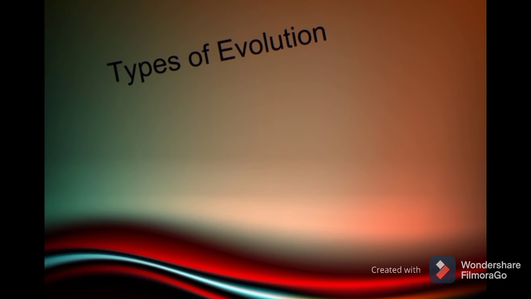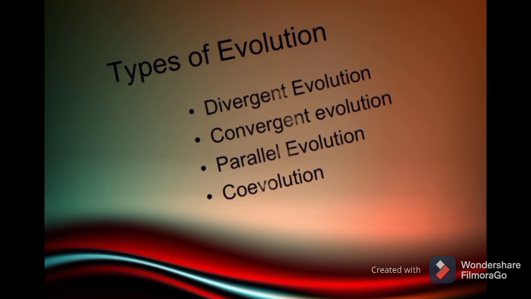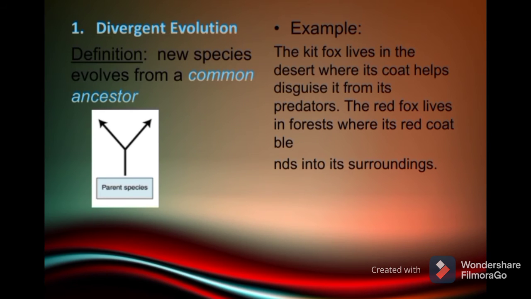So there are types of evolution. We have divergent evolution, convergent evolution, parallel evolution, and co-evolution. So, divergent evolution: a new species evolves from a common ancestor, so there is a parent species.